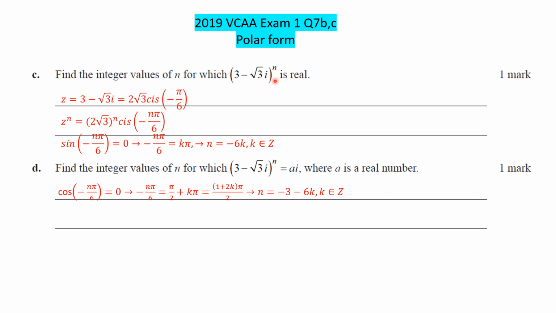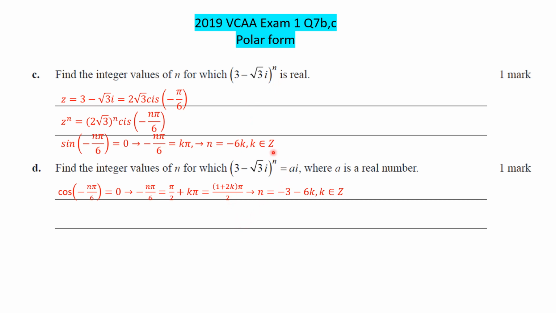If we want the result to be real, then we need to let sine be equal to 0. So for sine of some angle to be equal to 0, that angle is equal to 0, pi, 2 pi, 3 pi, so basically a multiple of pi. From there you can solve for n, where k is an integer. For example, if you let n be equal to negative 6 and substitute into here, and then use cis to expand out, the result will be real.